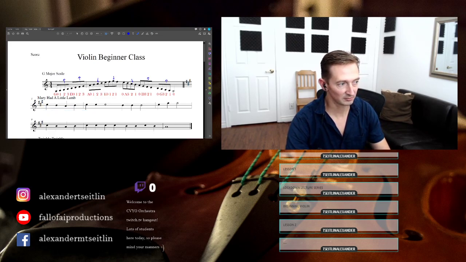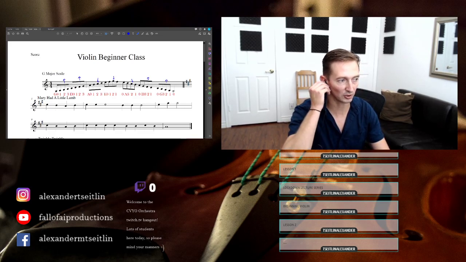Notes can also be different in terms of their length, and that's described by a few things about them, like whether they have a black head or a white head or a stem or a tail, but we will go over that a little bit later.